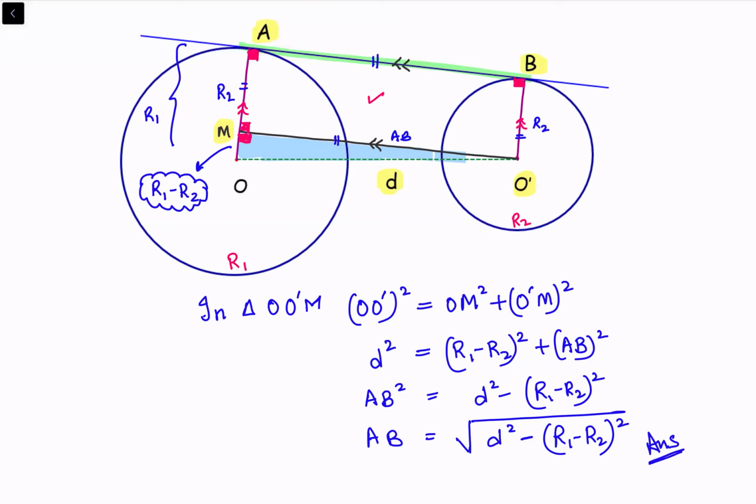I hope the solution is crystal clear to you. And this formula is again a useful formula which can be used directly in a lot of MCQ questions.